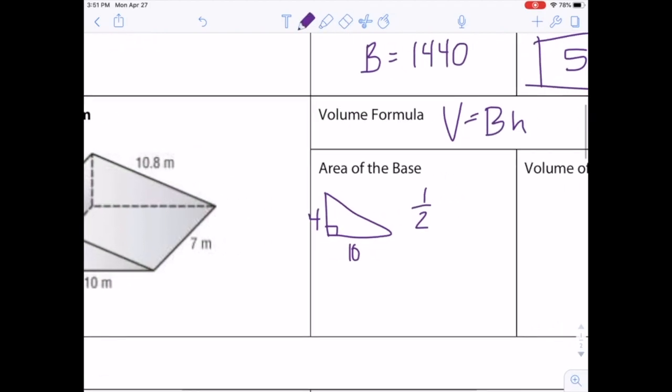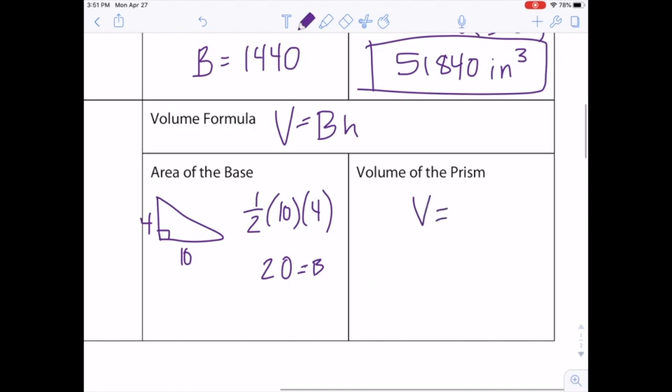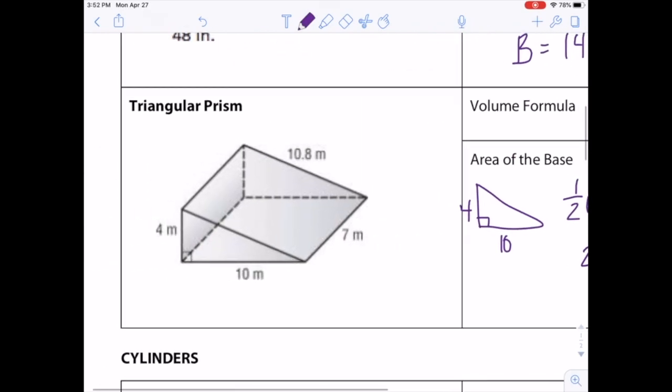So our formula for a triangle is 1/2 base times height. So I'm going to do 1/2 of 10 times 4, which is going to be 20. That's my big B. And then the volume, big B times little h. Now here's where some people get mixed up. They think that the height is always how tall something is.